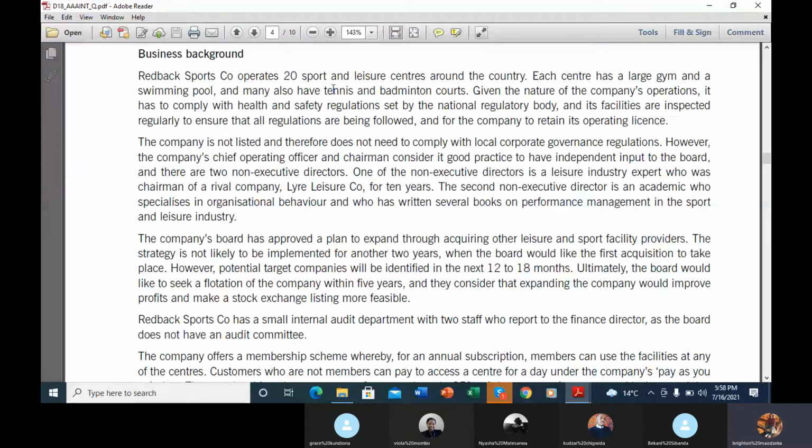Then you have to continue. Full stop, continuation. They say, this means that the client is operating in a highly regulated environment. Now I've started to assess. Yes, in a highly regulated what? Industry or environment is fine. So, full stop, continuation. It's a paragraph that we are building.